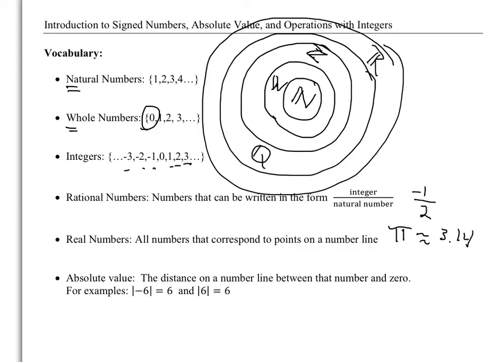The last definition I'm going to talk about is absolute value. And it's the distance on a number line between that number and 0. So for example, -6 is 6 units, 1, 2, 3, 4, 5, 6, from 0. It's basically the number without any sign in front of it ever.